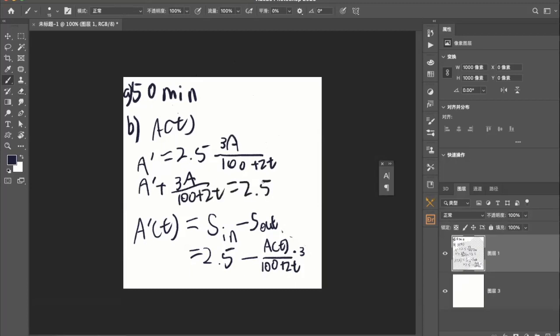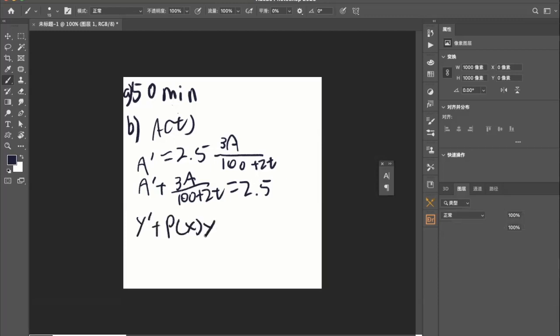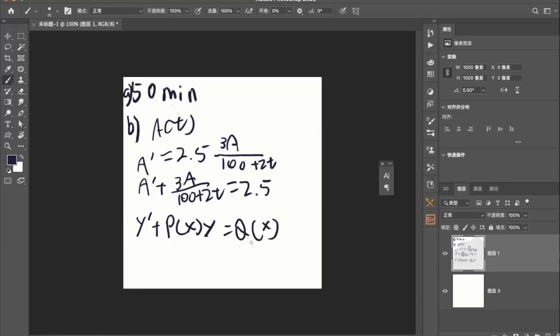Just looking at it, we can tell it looks really similar to the linear first order differential equation. And what does the linear first order differential equation look like? So let's just replace y with A and x with t. So 3 over 100 plus 2t, isn't that somewhat a function of t? And 2.5 can just be a function of t, right? So yes, a match. And how do we solve it?